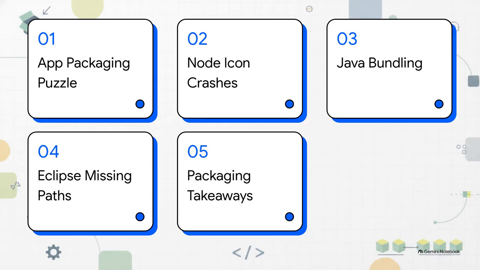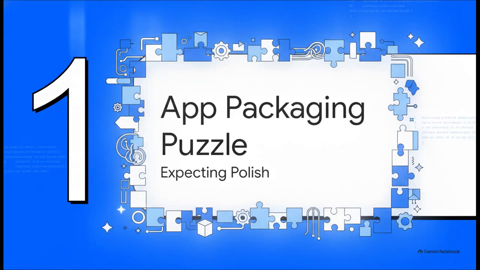Here's our roadmap for this explainer. 1. The app packaging puzzle. 2. Node custom icon crashes. 3. Java bundling made simple. 4. Eclipse and missing paths. And 5. Developer packaging takeaways. All right, starting with Section 1, the app packaging puzzle.